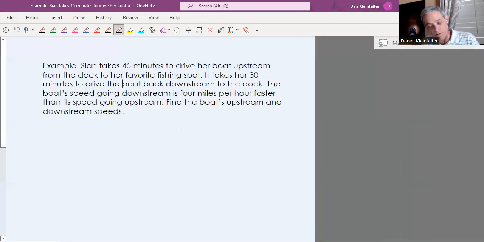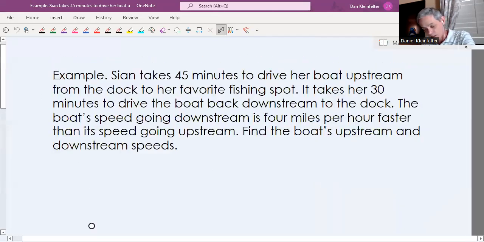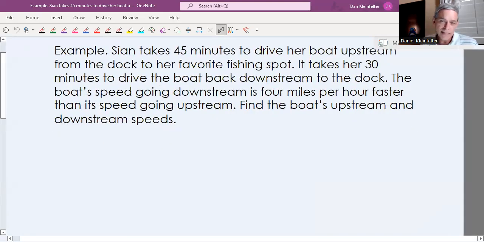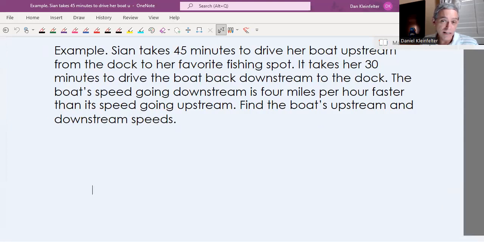Okay, and so this is one about a boat going upstream and downstream. All right, so it says Sean takes 45 minutes to drive her boat upstream from the dock to her favorite fishing spot. It takes her 30 minutes to drive the boat back downstream to the dock. The boat's speed going downstream is 4 miles per hour faster than its speed going upstream. Find the boat's upstream and downstream speeds. Okay, so as before, we're going to make a table. We're going to pick out a variable and try to figure out what has to equal what. So at this point, pause the video, try to set up as much as you can, then restart the video and see how you did.